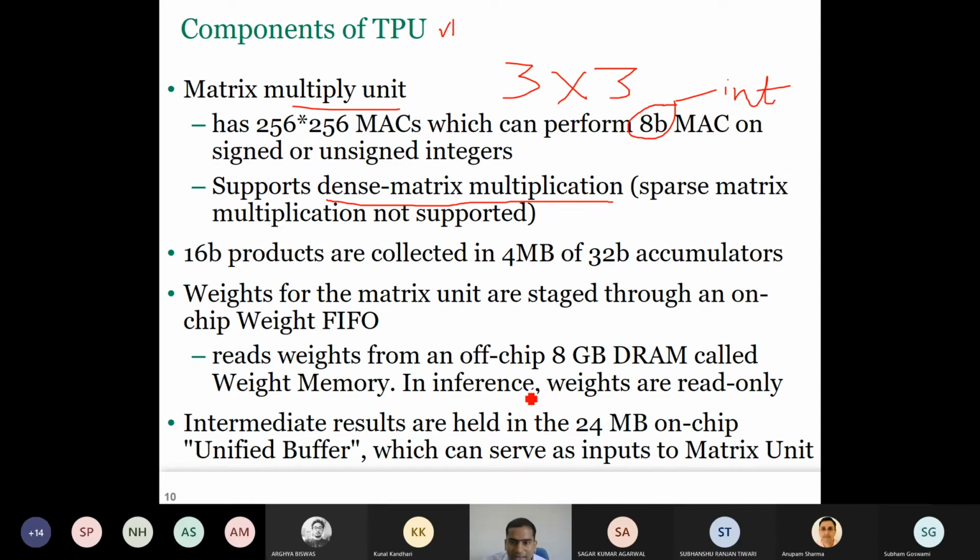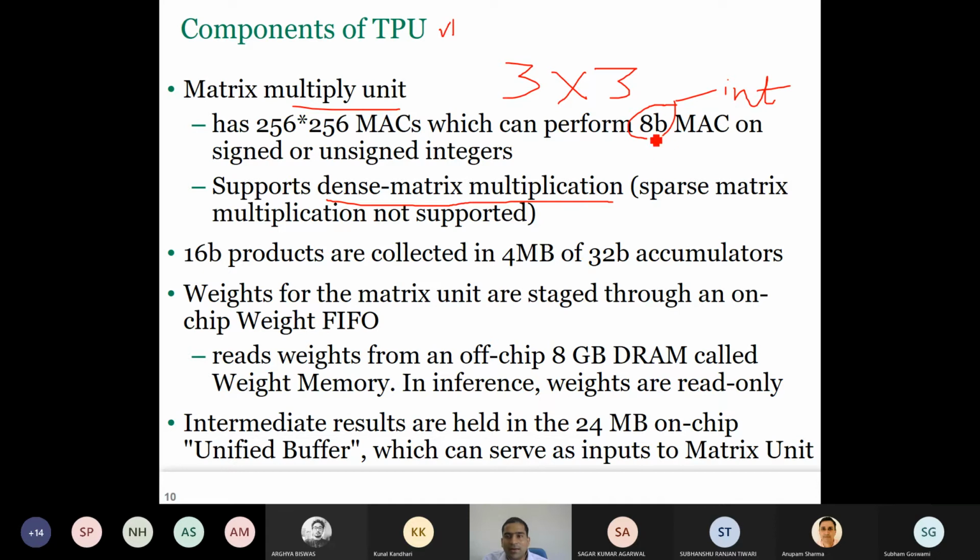Although you can do sparse matrix multiplication on this matrix multiply unit, it is not more efficient than dense matrix multiplication. That means even though the input values are zero, it will still multiply them. Ideally, if one of the input values is zero, we should not do that computation. But here, the TPU will still do that computation. That means it is not intelligent enough, and that's why it is not especially efficient.